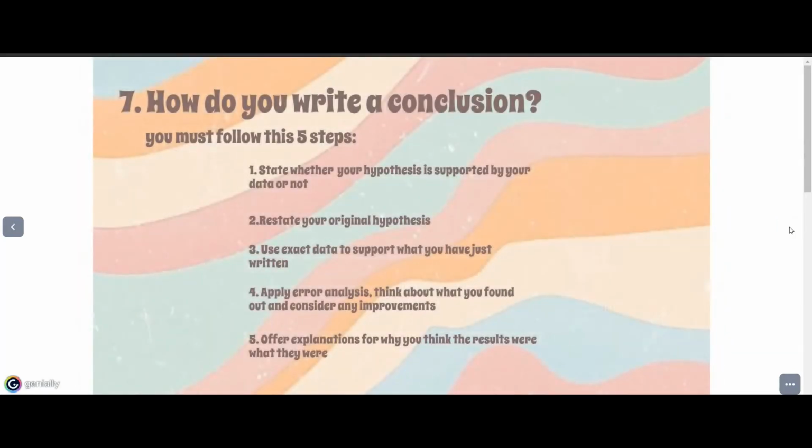And number 7. How do you write a conclusion? You must follow these 5 steps. 1. State whether your hypothesis is supported by your data or not. 2. Restate your original hypothesis. 3. Use exact data to support what you have just written. 4. Apply error analysis. Think about what you found out and consider any improvements. 5. Give other explanations for why you think the results were what they were.